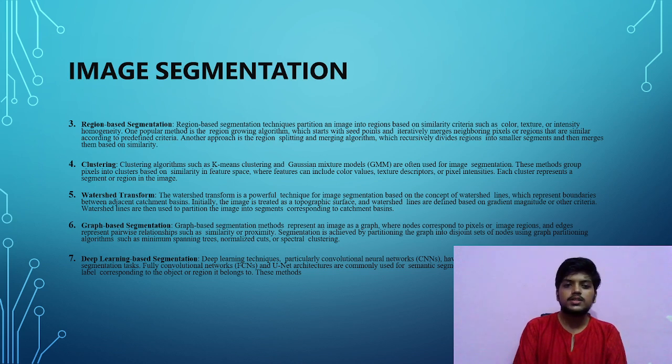Watershed transform. The watershed transform is a powerful technique for image segmentation based on the concept of watershed lines, which represent boundaries between adjacent catchment basins.